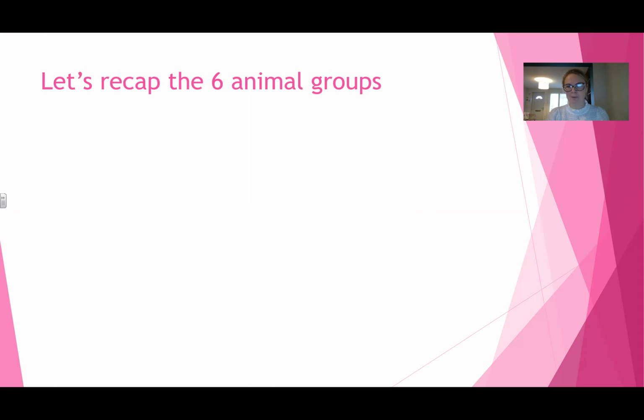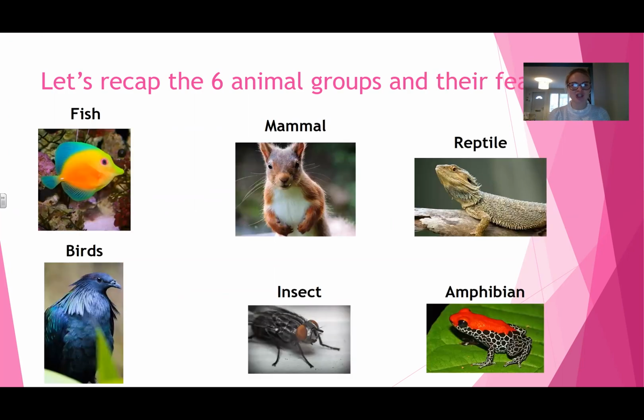Right, shall we see if you got them all? So they are fish, mammals, reptiles, birds, insects, and amphibians. Congratulations if you got all 6 of those. Well done. Now, like I said, yesterday we learnt about the features of these animals, didn't we?